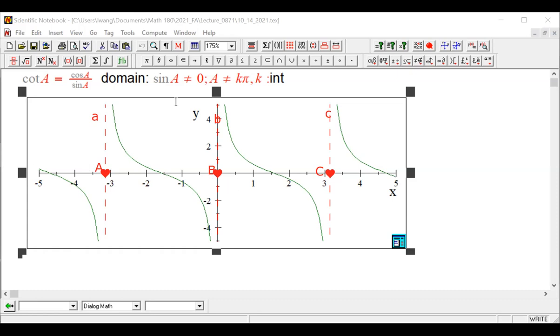For example, B is what? B is 0, 0, that's the origin. I'm doing the easiest ones, and you are doing the hard ones. Take one minute, two minutes. But you also need to give me the equation for B, the equation for this vertical line.